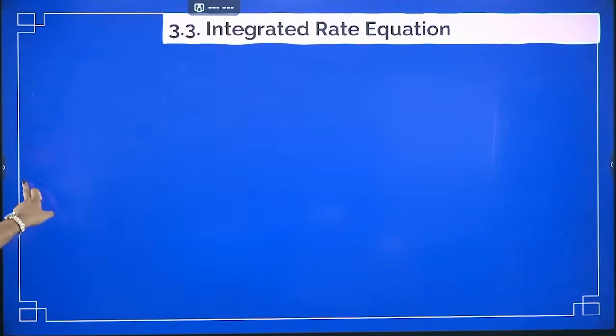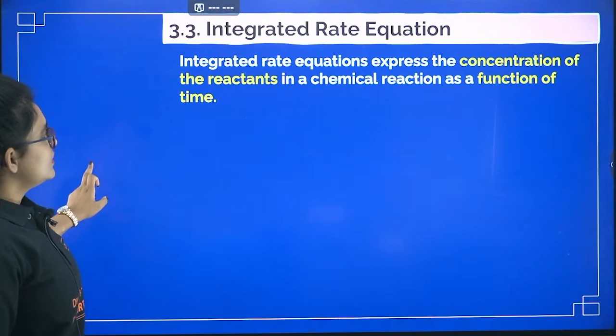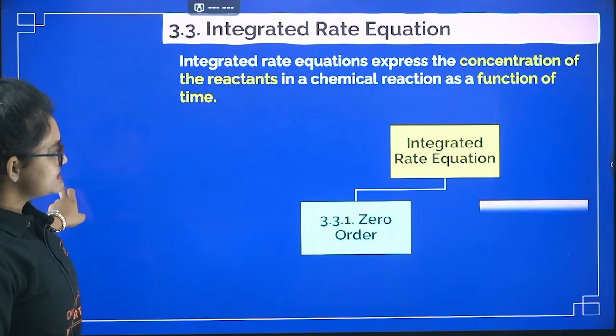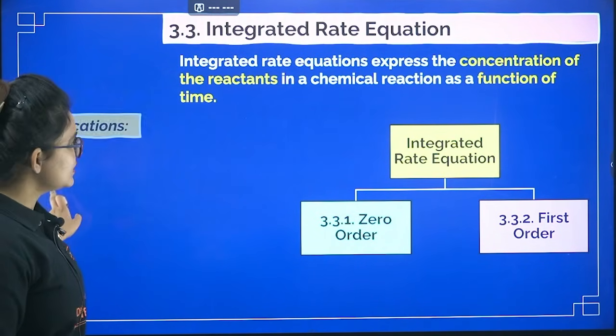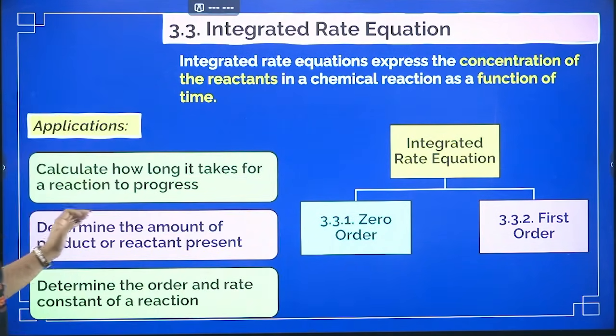I guess it's clear. Yes, let's proceed with the integrated rate equation. Here you can see this can be zero order and first order. These two only we will proceed with. For the application, you can calculate how long it takes for a reaction to proceed. This also helps us determine the amount of product or reactant present, and definitely find out the order and rate constant. You can calculate it out of this.